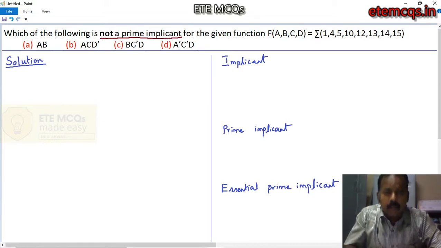Before we go ahead to solve the problem, let us see what is an implicant. In Kmap, you will have implicant, prime implicant and essential prime implicant. What is an implicant? A single one or a grouping of ones.